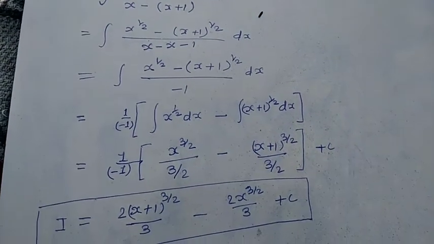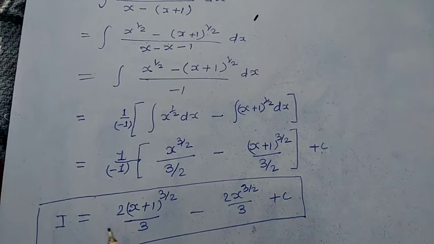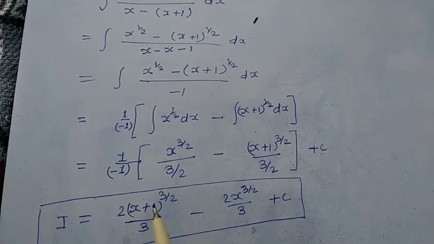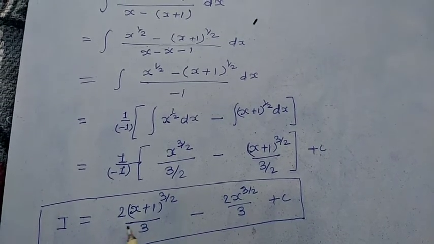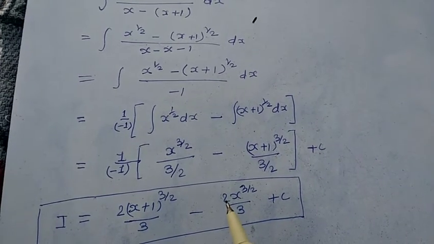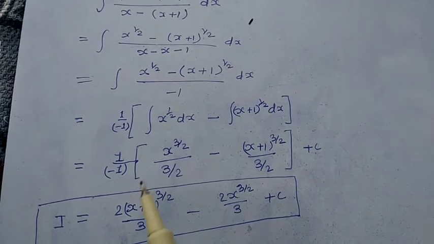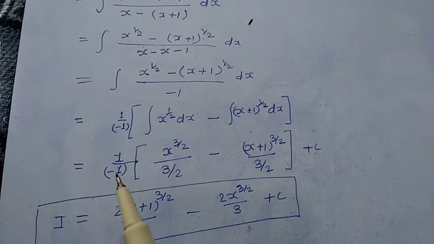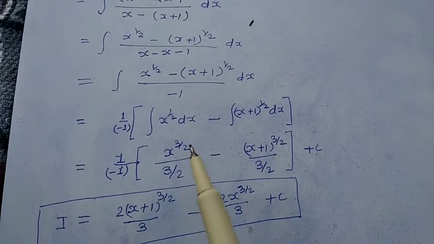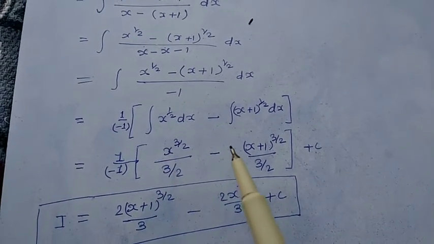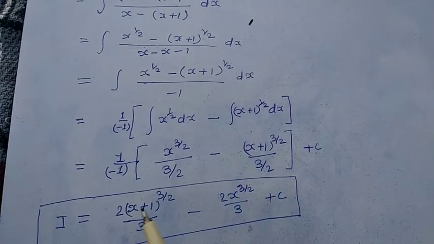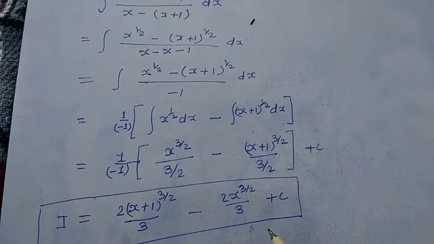So we can write it as I is equal to 2 into x plus 1 raised to the power 3 by 2 upon 3 minus 2 into x to the power 3 by 2 upon 3 plus c. We have multiplied this 1 upon minus 1 with both the terms, so this term will be in minus and this will be in plus, so we have written this here and this here. So this is the answer.